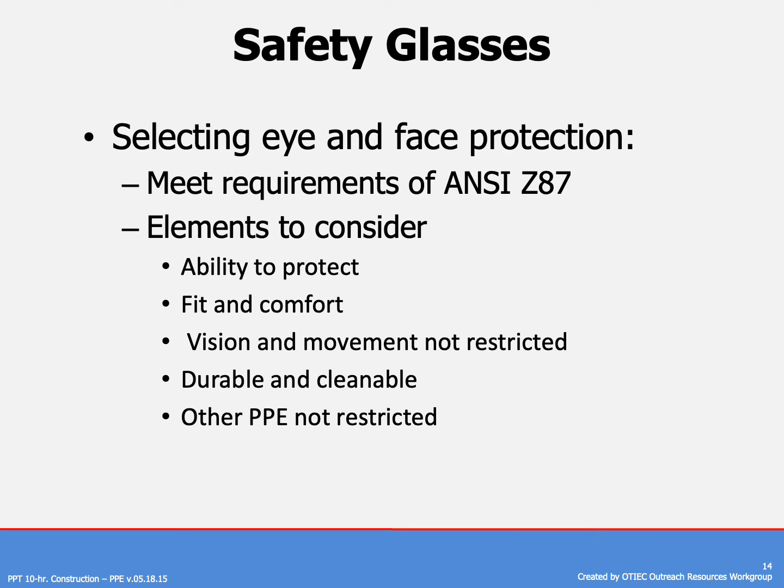So we want to meet the requirements of ANSI Z87. How you'll know that is that it will be stamped on your eye protection somewhere. Normally, if it's safety glasses, it'll be on the inside of the temple bar. You'll see a small little fine print, ANSI Z87.